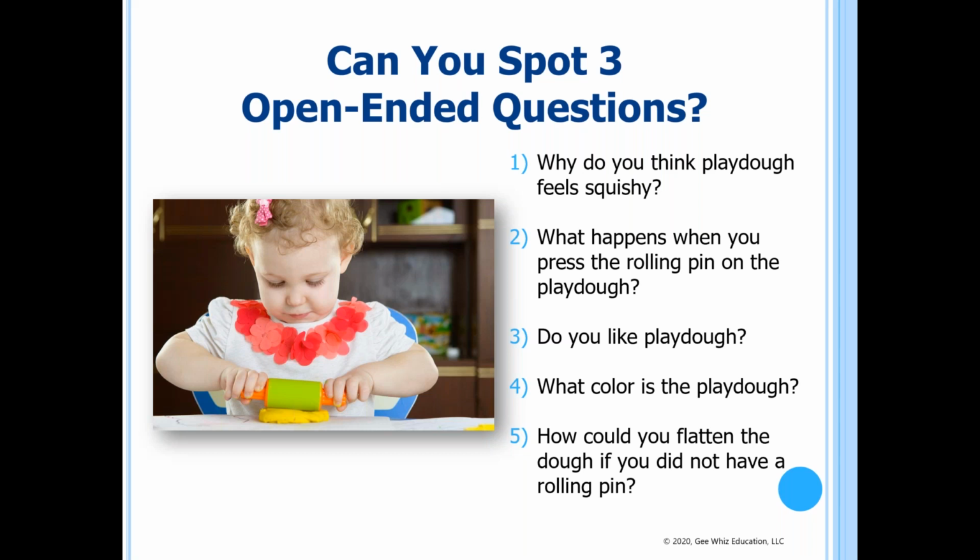The child is going to have, or if you ask that of 10 children, you might end up with 10 completely different answers. What happens when you press the dough on the Play-Doh? Well, again, it's not going to be said the same way. They may all get to the gist of it, it gets flatter, but they might say it in a totally different way. And then how could you flatten the dough if you did not have a rolling pin? Well, who knows what they're going to come up with there.